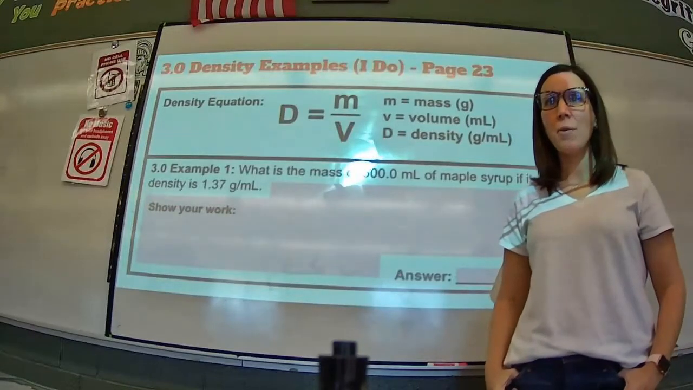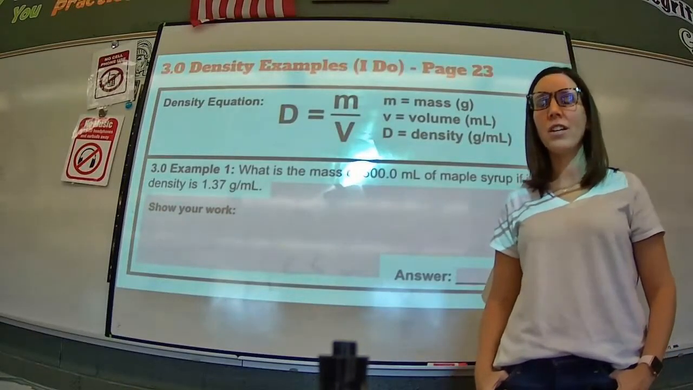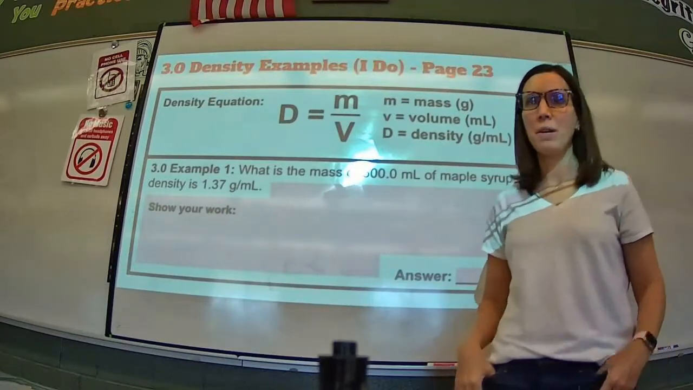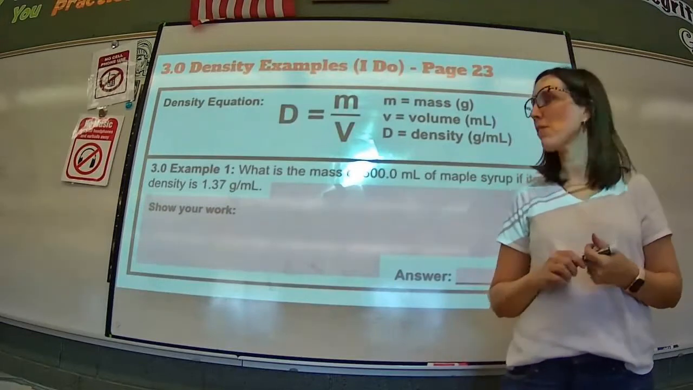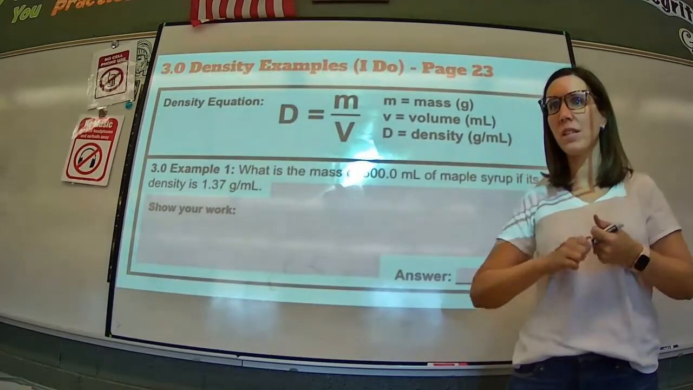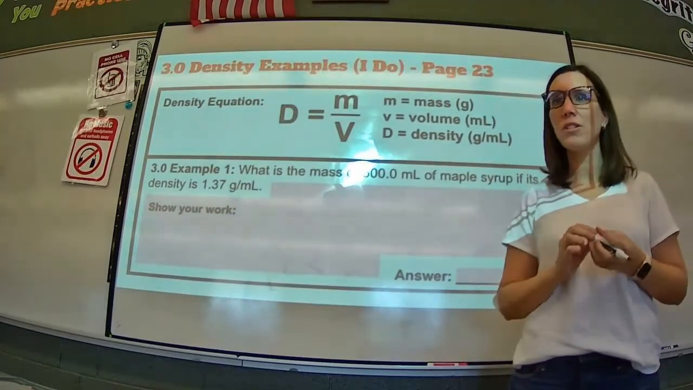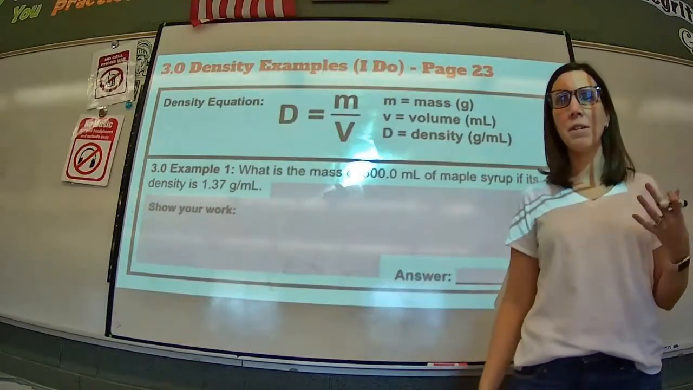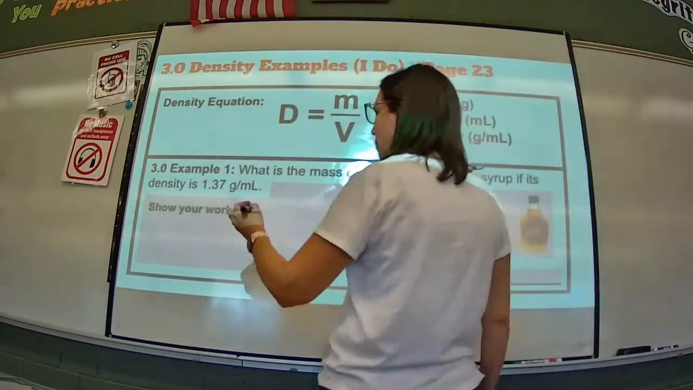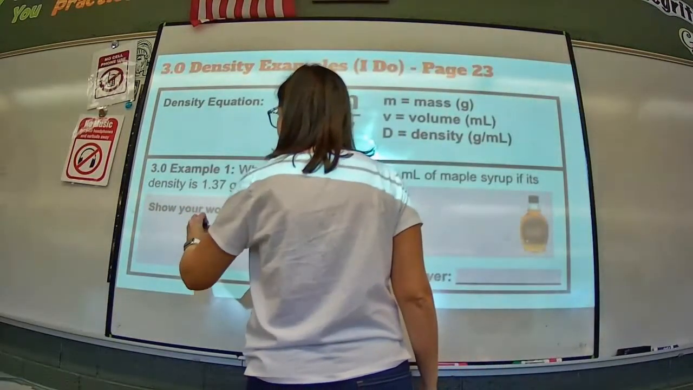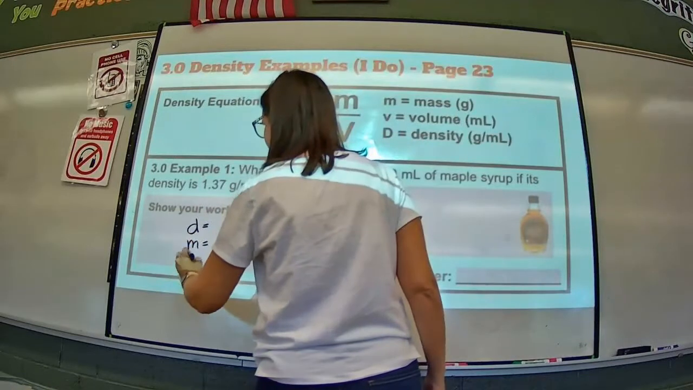Hi guys, now I'm going to go over how to solve the 3.0 problem. We're going to do these very similarly to what we did with the 2.0s, so we're going to follow the same strategies. The first thing I'm going to do is write my D equals, my M equals, and my V equals. I'm going to put that right up here. So density equals, mass equals, volume equals.